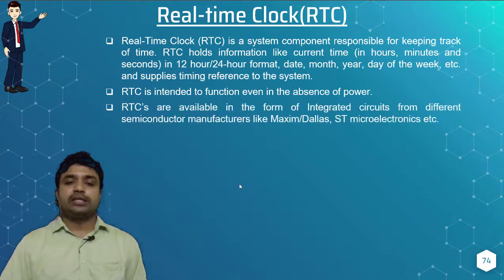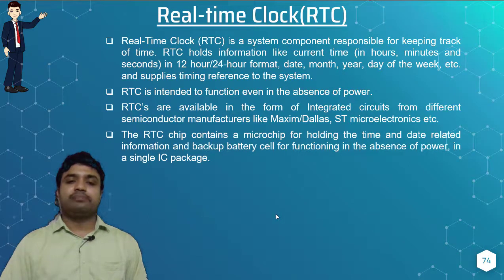RTCs are available in the form of integrated circuits from different semiconductor manufacturers like Maxim or Dallas, ST Microelectronics, etc. The RTC chip contains a microchip for holding the time and date related information, and a backup battery cell for functioning in the absence of power. So it has an IC section to perform the time and date related operations, and a backup battery cell. Overall, these are all combined together and built in a single IC package.